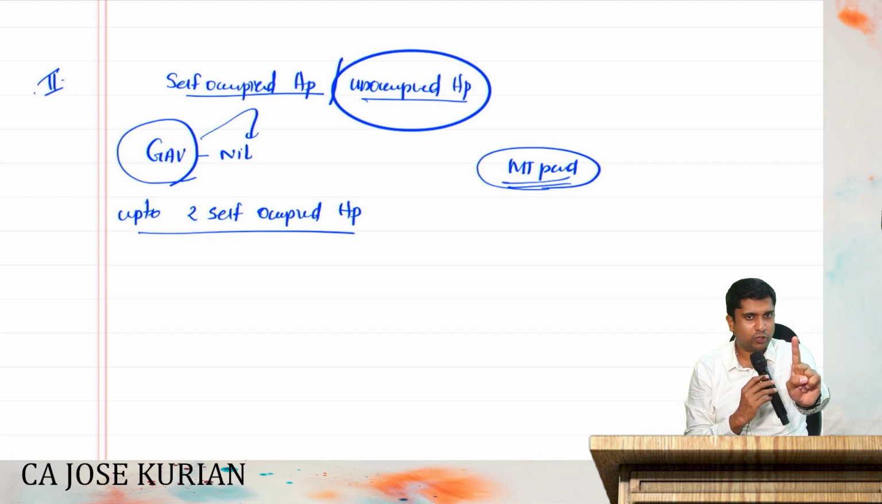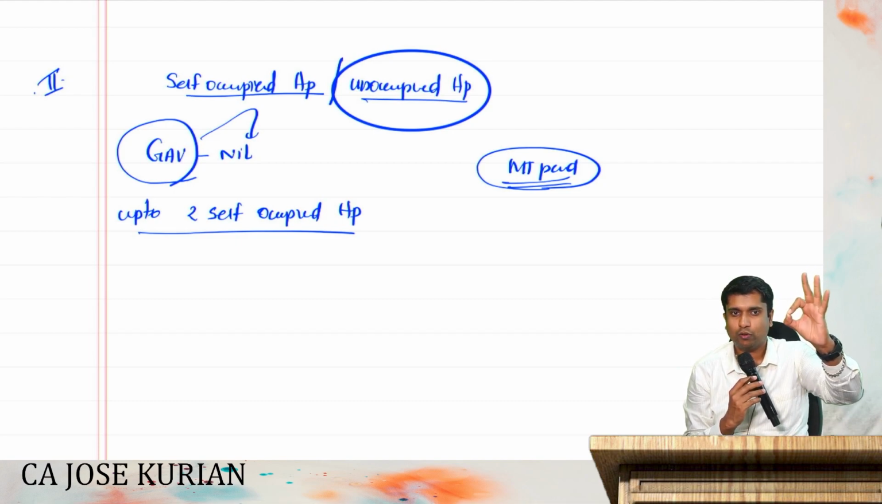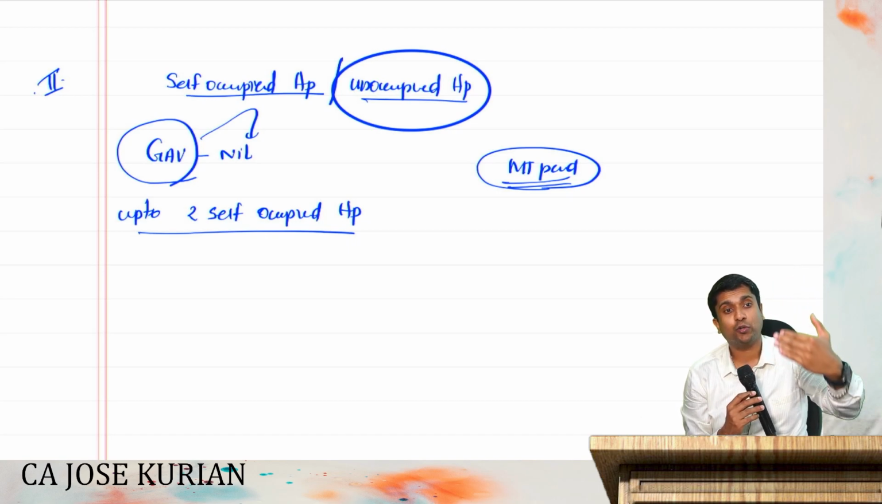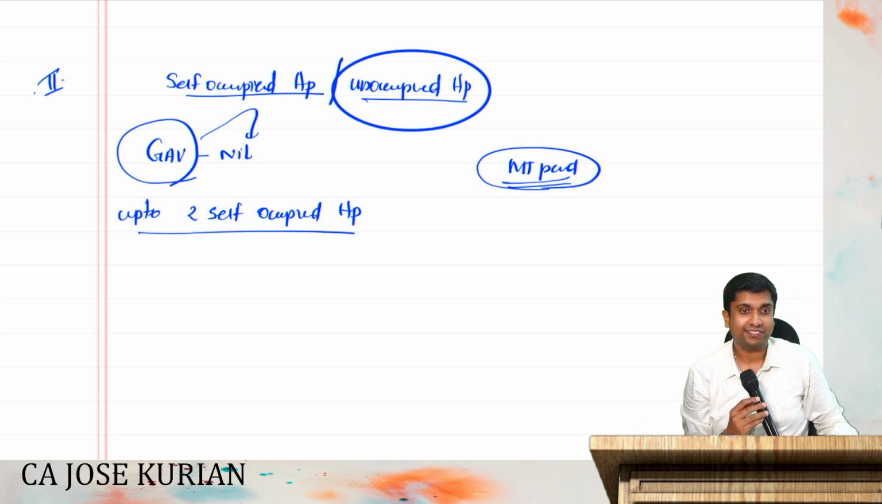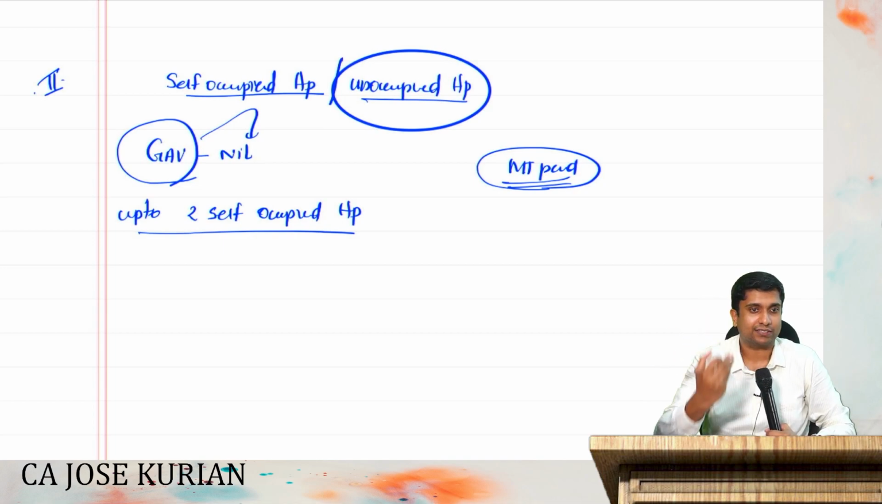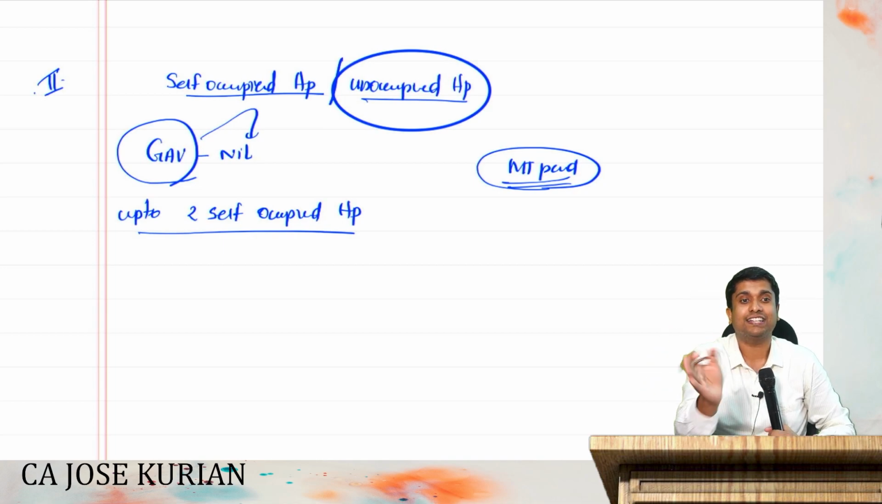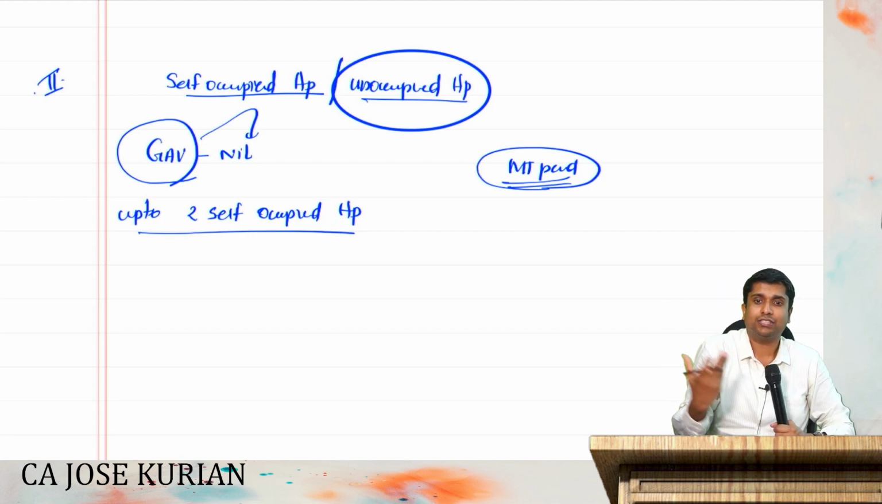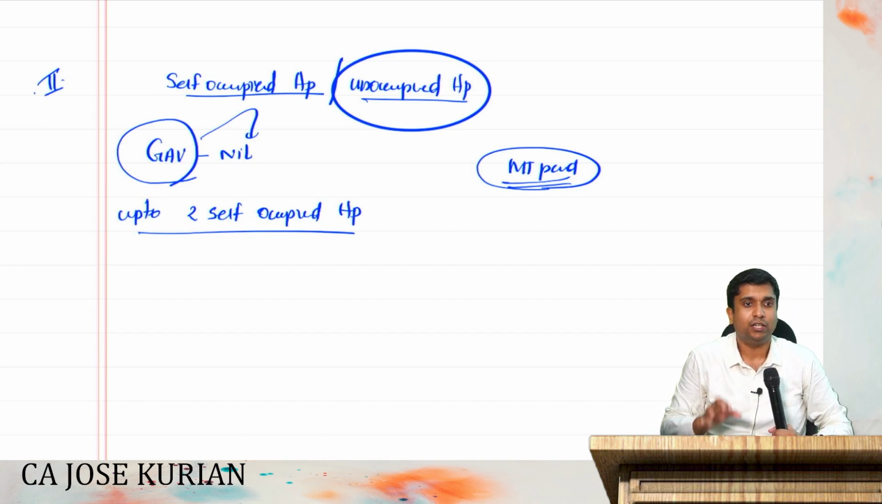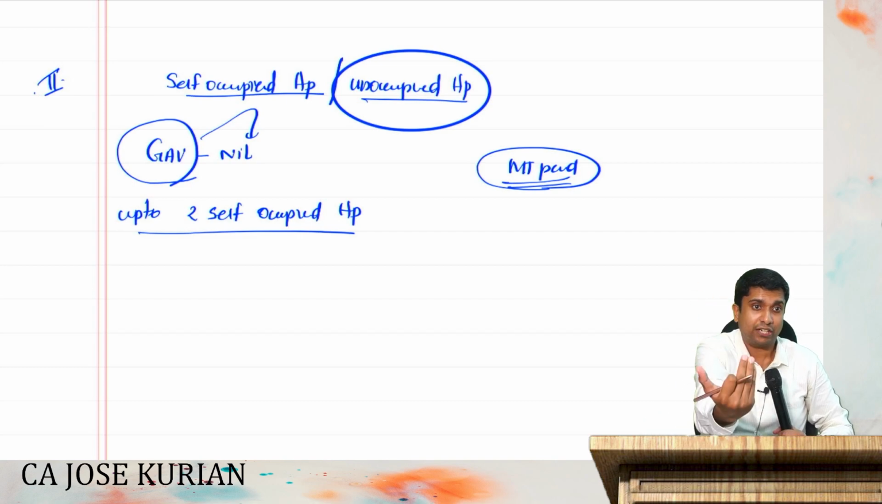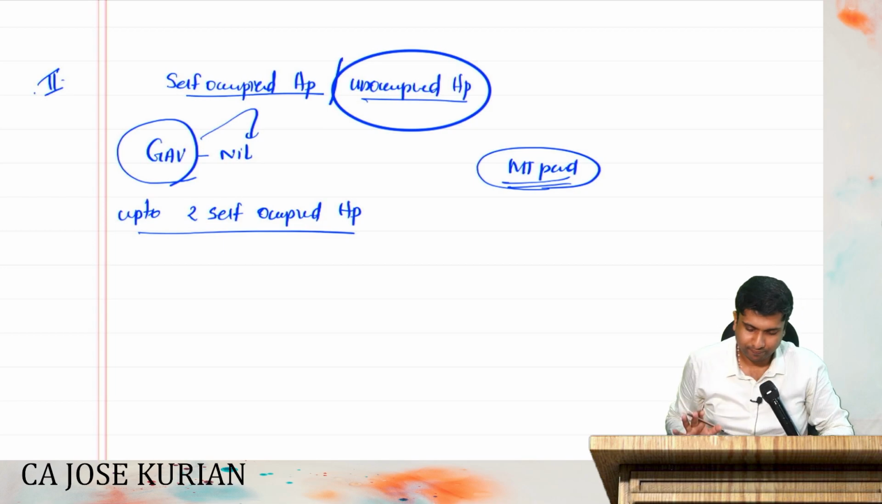So, I'll repeat that point again. From self-occupied house property, GAV is 0. On self-occupied house property also, you need to pay municipal taxes. On self-occupied house property also, municipality will charge what? Municipal taxes. You need to pay it, but you cannot deduct it as a deduction while computing income tax. Why? Because income is 0. We are not charging any income from that particular property. So, you are not supposed to claim any deduction from that particular property as well.